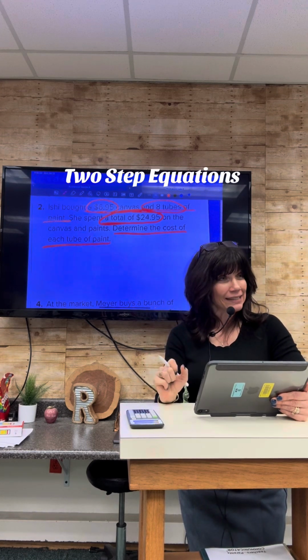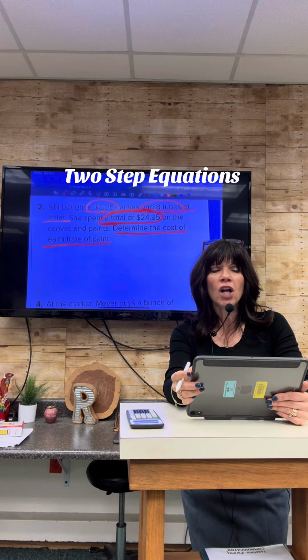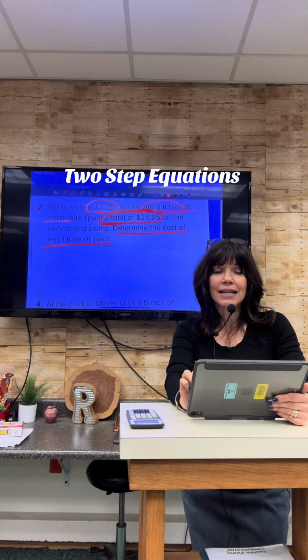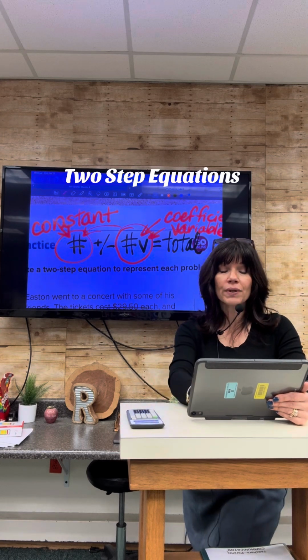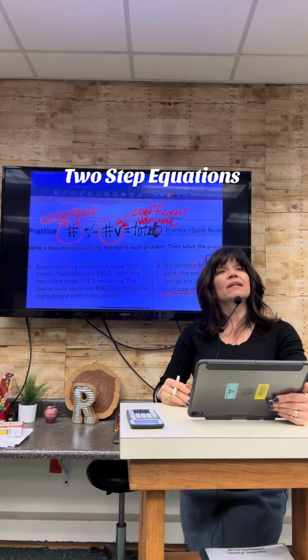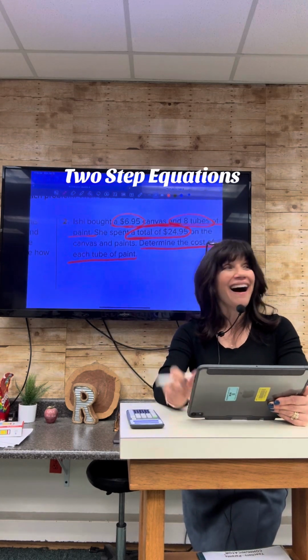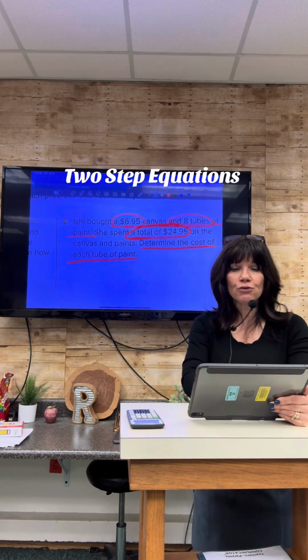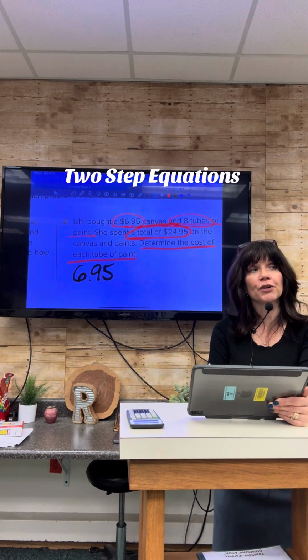Are you realizing this? Okay, so let's set up our equation. First of all, what is $6.95? Is this a constant because it's a one-time fee? Or is this a coefficient with variable because it's a repeating fee? Which one is it? Say it if you know. I love that answer. Everybody please write 6.95. It is the beginning of our number story.